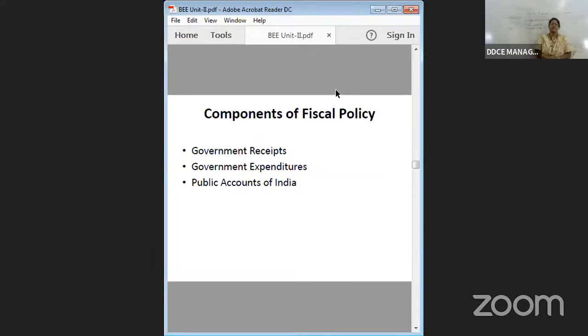Components of fiscal policy, that is called government receipts, government expenditure and public accounts, that we will discuss in the next class. Don't worry if the syllabus is not completed. I will take one or two more classes to complete the syllabus. Fine.